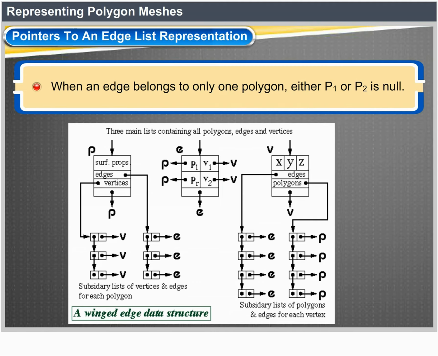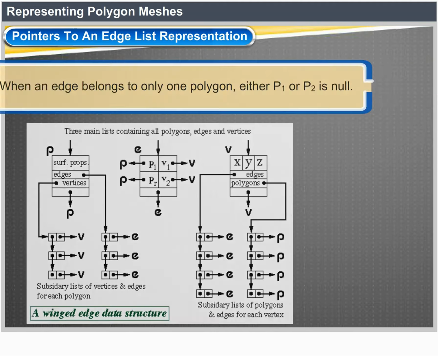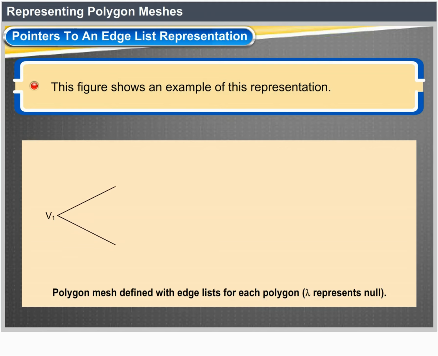This figure shows an example of this representation. Polygon mesh defined with edge lists for each polygon. Lambda represents null.